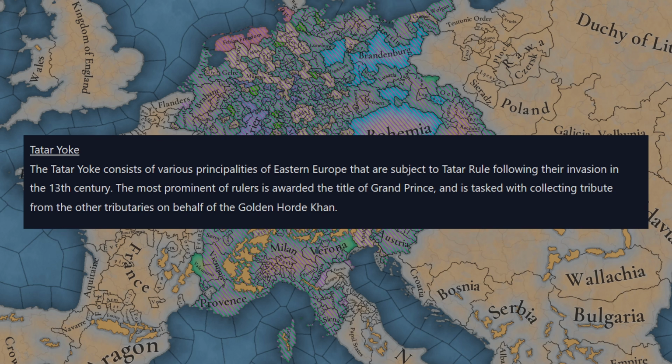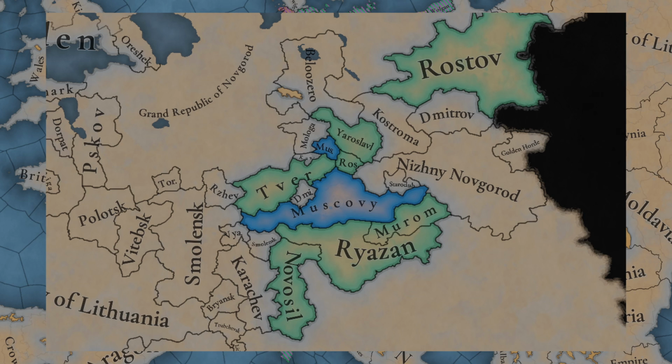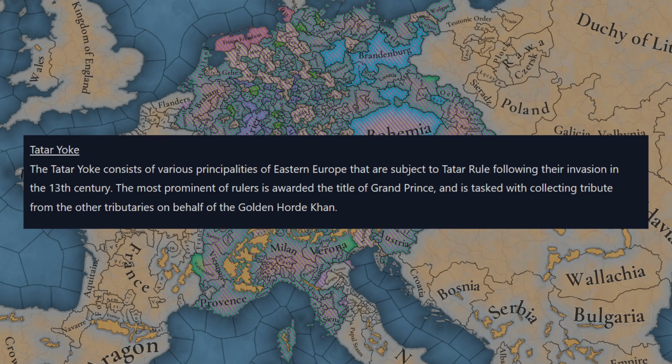And as I said, the Tatar Yoke is the first one, with a nice screenshot here of Muscovy and all the different realms around it. And the Tatar Yoke consisted of various principalities in Eastern Europe that were subject to their rule following their invasion in the 13th century.